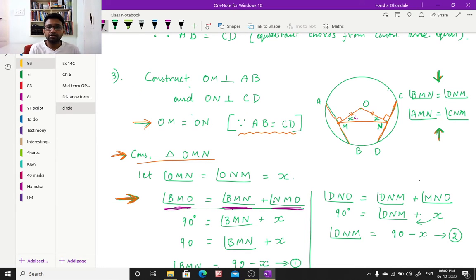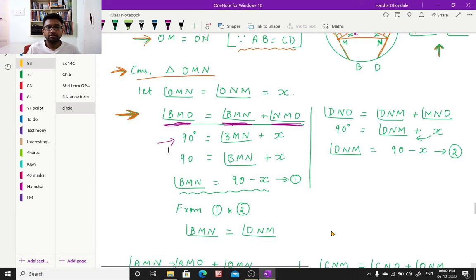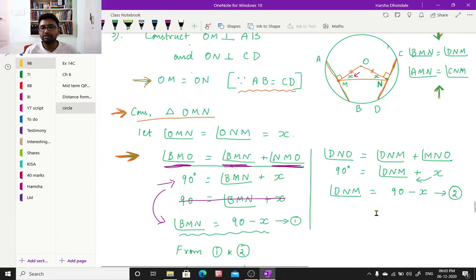Next, 90 degrees. So I'm done with this step. 90 degrees is equal to angle BMN plus X. This is just a repetition, I need not write this. Now from this step, I can write angle BMN is equal to 90 minus X. Angle BMN is equal to 90 minus X, and I'm calling this equation 1. So whatever I did here, I do the same thing on the other side, the right hand side.